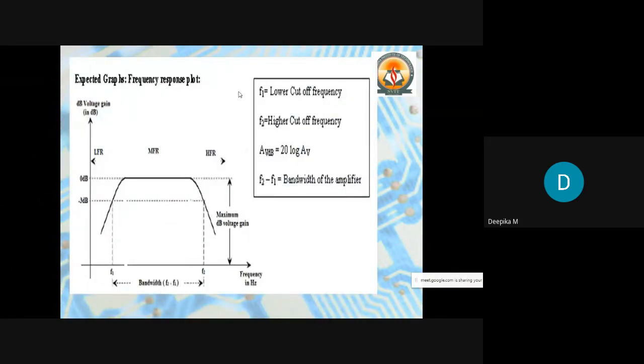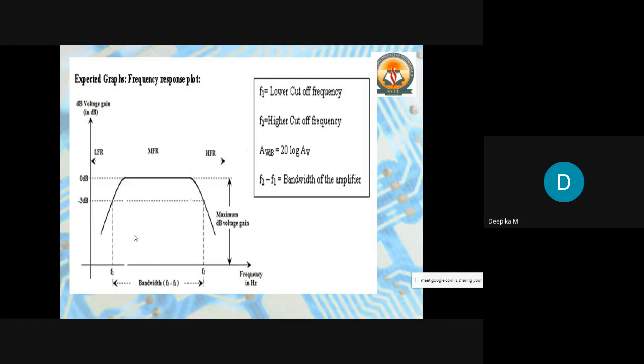This is nothing but the frequency response plot. What is actually the frequency response plot? It is the graph of voltage gain versus frequency. From this frequency response, you can notice that F1 is the lower cutoff frequency, that is minus 3 dB from the maximum. This is the lower cutoff frequency, and this is the higher cutoff frequency.